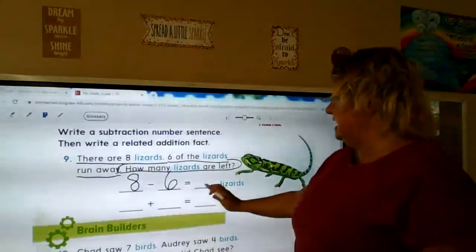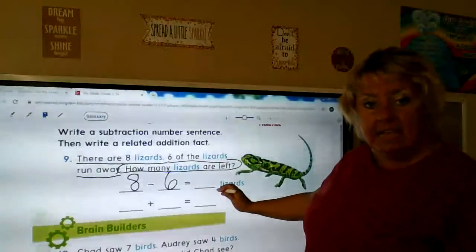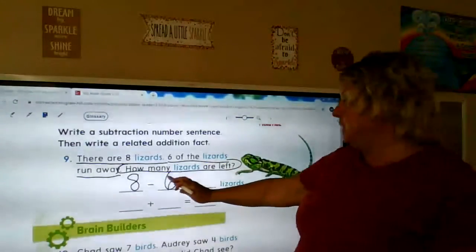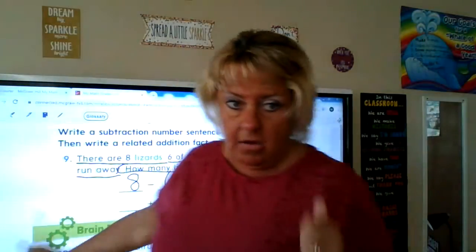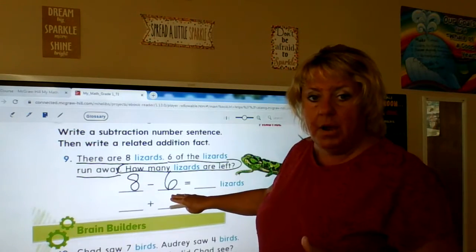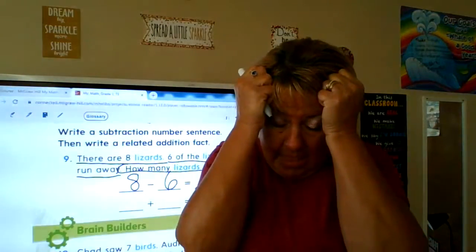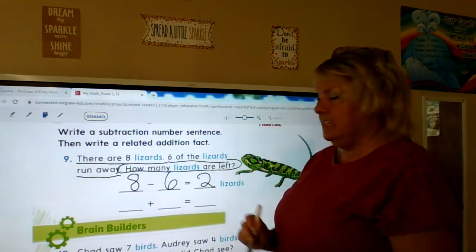8 minus 6 equals, what are the parts to 8? 6 and, what's the difference between 6 and 8? We're going to start with 6 and count until we get to 8 to see what the other part is. We know one part is 6, so let's put that up in our head. Then we're going to count till we get to 8. 6, 7, 8. 2. The difference between 8 and 6 is 2.